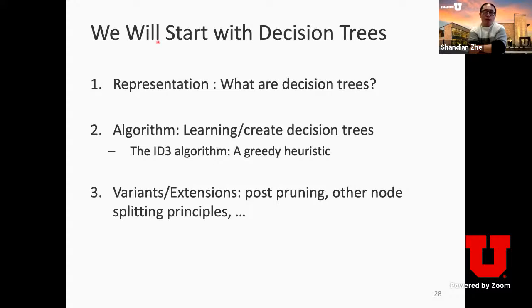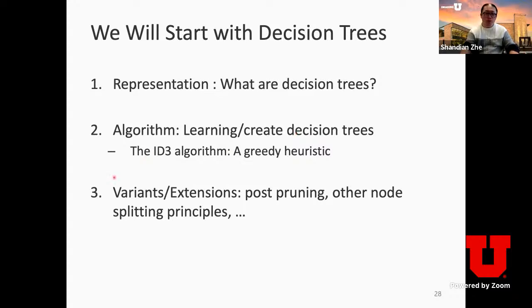And here is how we talk about decision trees. First, we'll give the definition: what is the decision tree representation? Secondly, we'll talk about how to learn or create decision trees from data. We'll talk about the classical ID3 algorithm, which is widely used in numerous applications. And you'll see that it is essentially a greedy heuristic. Everybody should be able to implement your own decision tree learning algorithm in the ID3 framework.